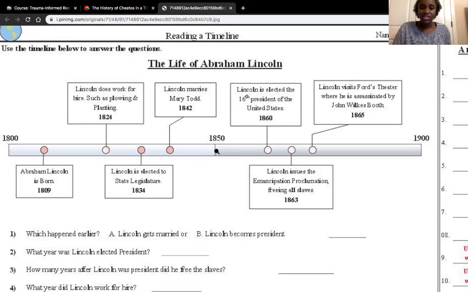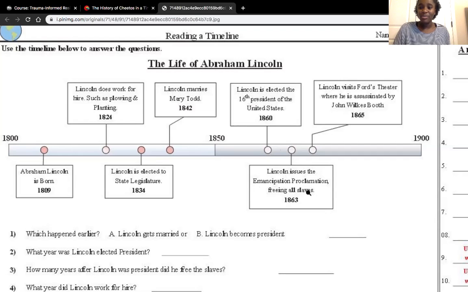Then we have this little half line. Nothing really happened here, but we just know that this is just half. Then in 1860, so remember, look at your dots. This one happens closer, but look at your dots. Lincoln is elected the 16th president of the United States. Then in 1863, remember the dots, Lincoln issues the Emancipation Proclamation, freeing all the slaves.